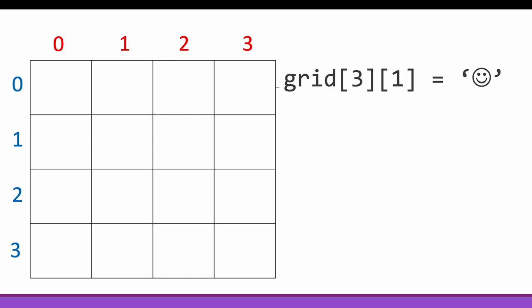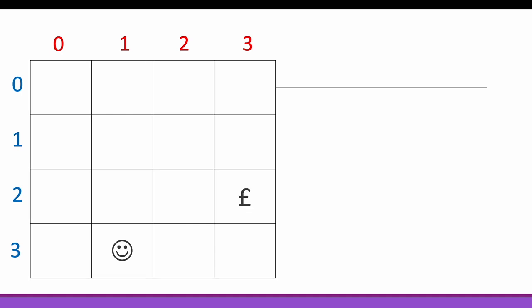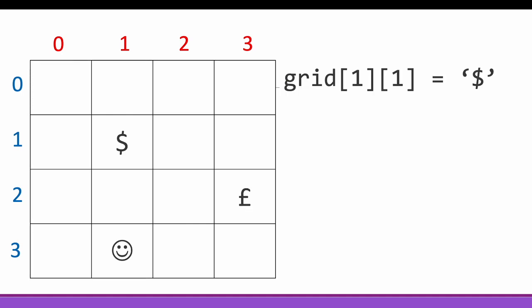All right, now we've got a blank grid. So our 2D list is 4 lists, all of length 4, but they are empty. So 3, 1 is going to be set to a smiley face, so that's row 3, column 1. We've got 2, 3 is a pound sign. 1, 1 is a dollar sign. And you can see here with these, I'm just setting them equal rather than just printing them out. Now, we're going to stop there for the introduction to 2D lists, but in the next few sections, you'll learn how to actually iterate through them.